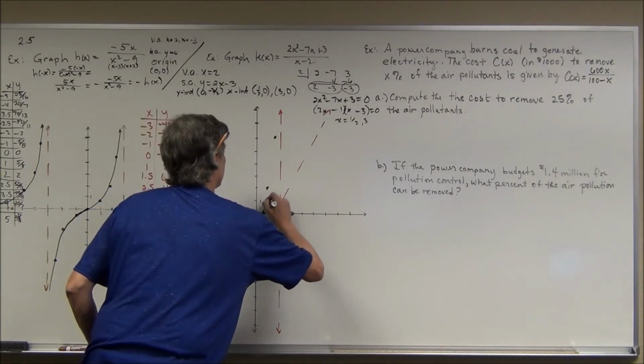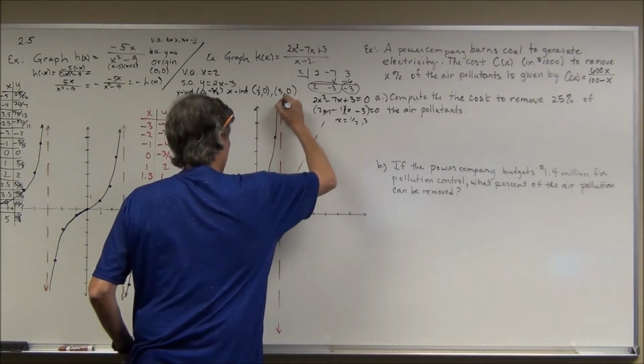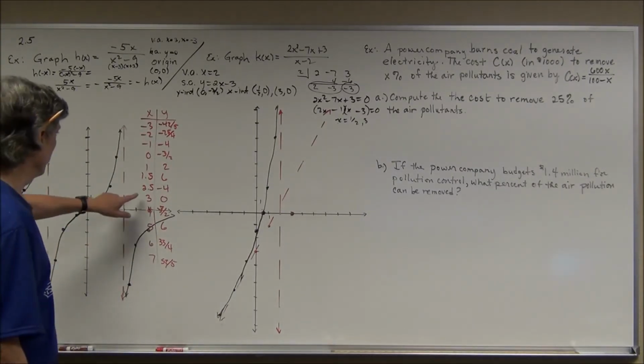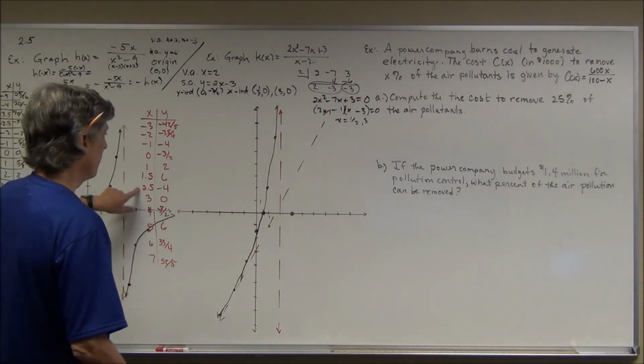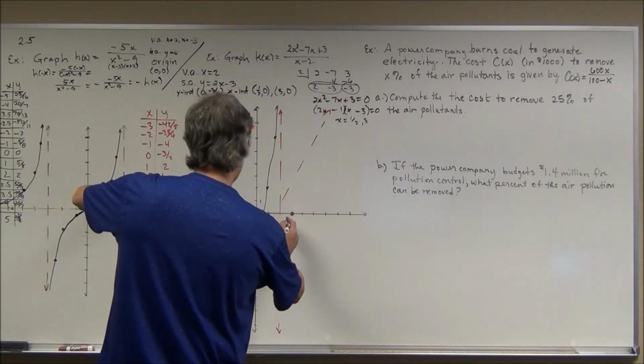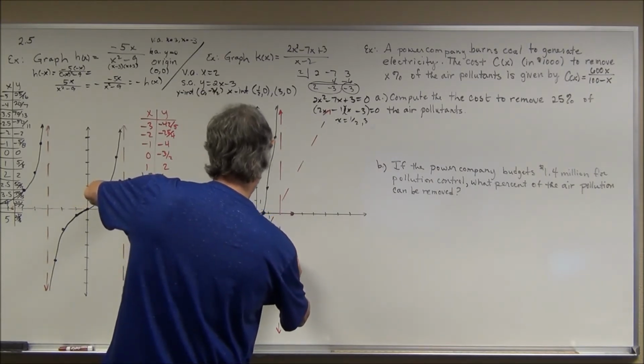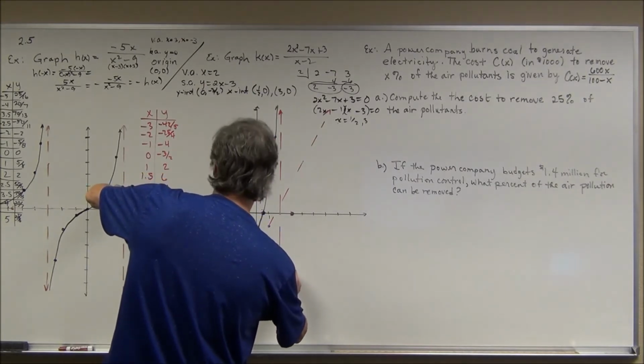My hand slipped. Oh, that is not so good. I hope you have a steadier hand than I do. Let's graph the other side here. We have 2.5, -4. Let's see, 2.5, -1, 2, 3, 4.